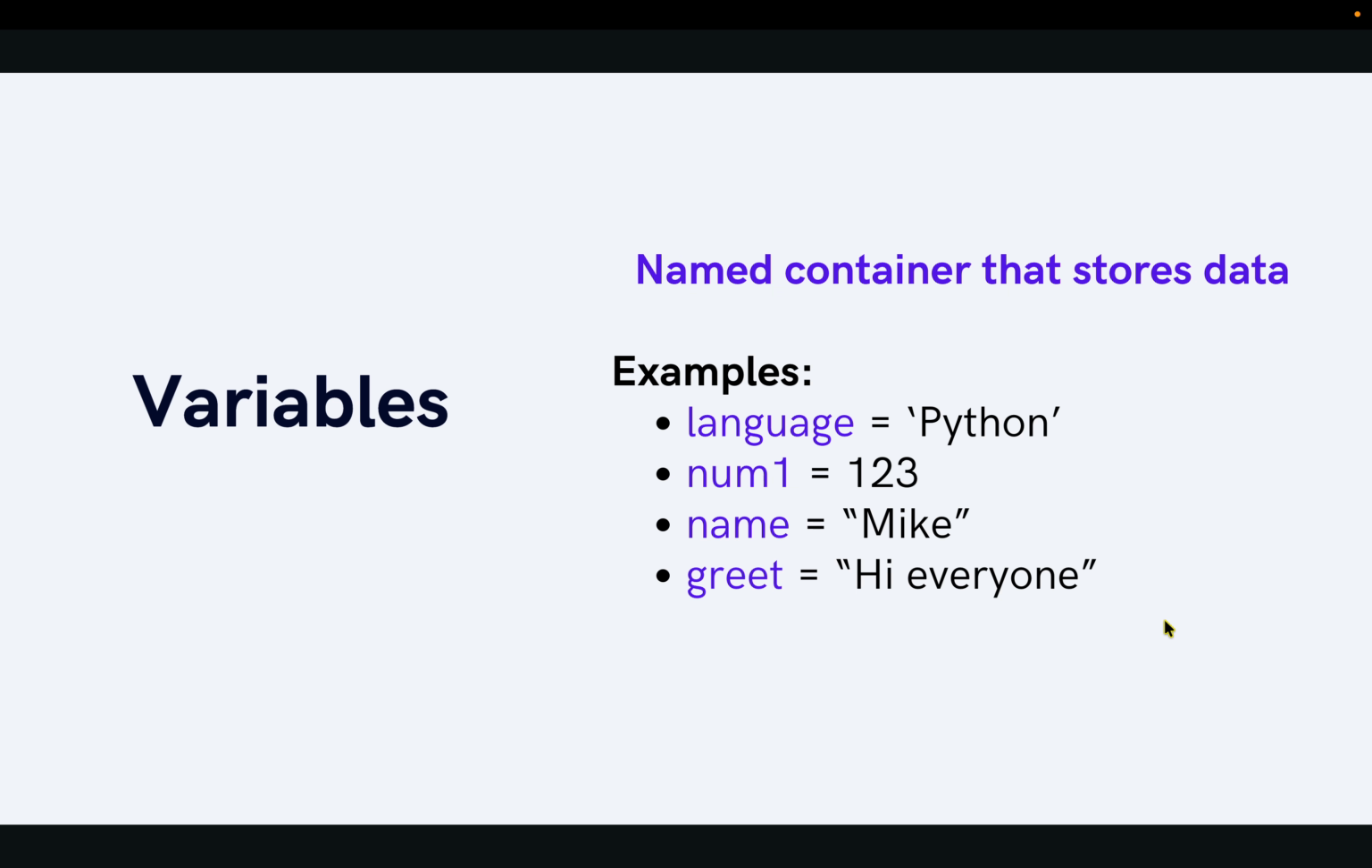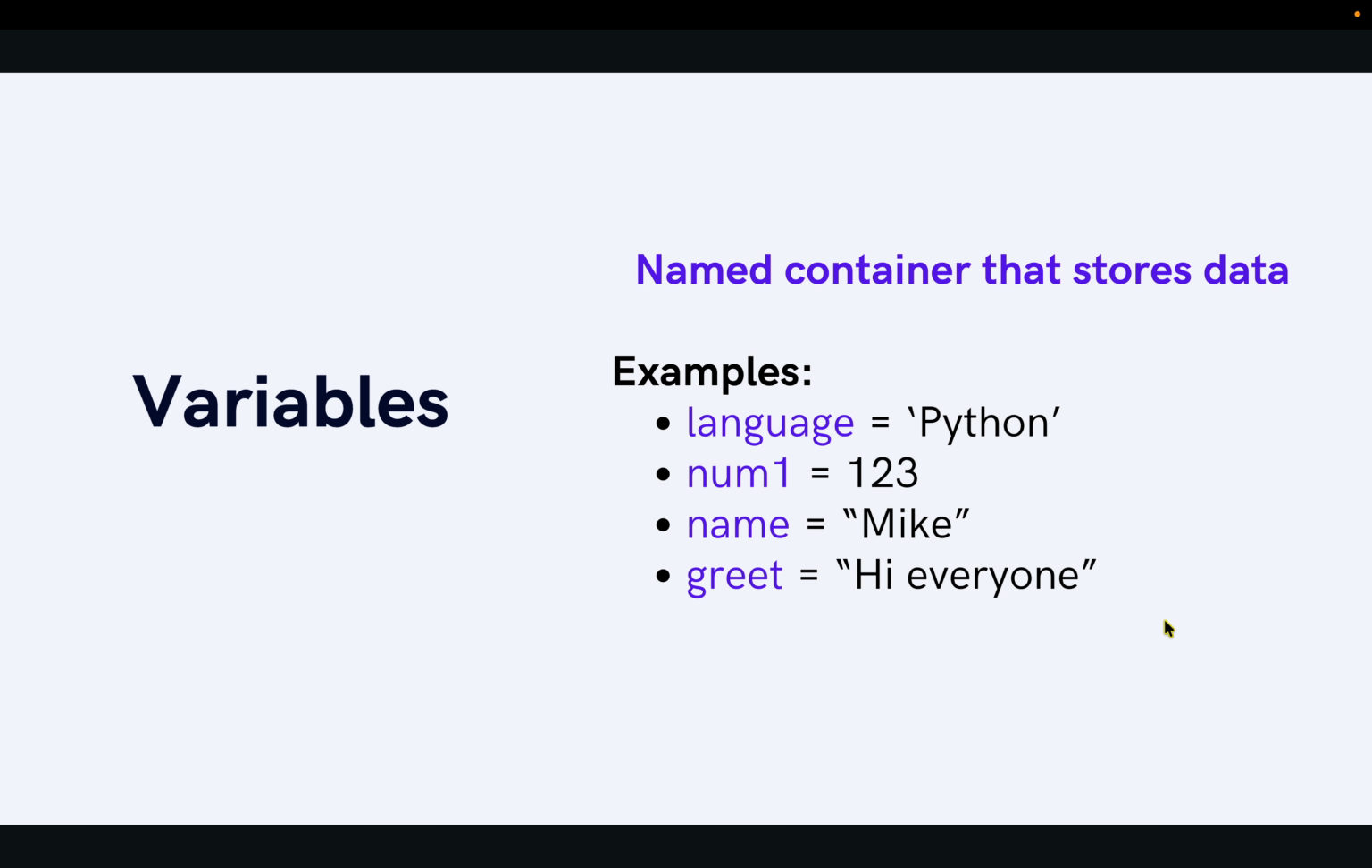Variables, which you can use to store data. So yes, you can store your strings and any of those other data types as variables. Here are some examples. Highlighted in purple are your variable names: language, num1, name, and greet. Those are the variables.